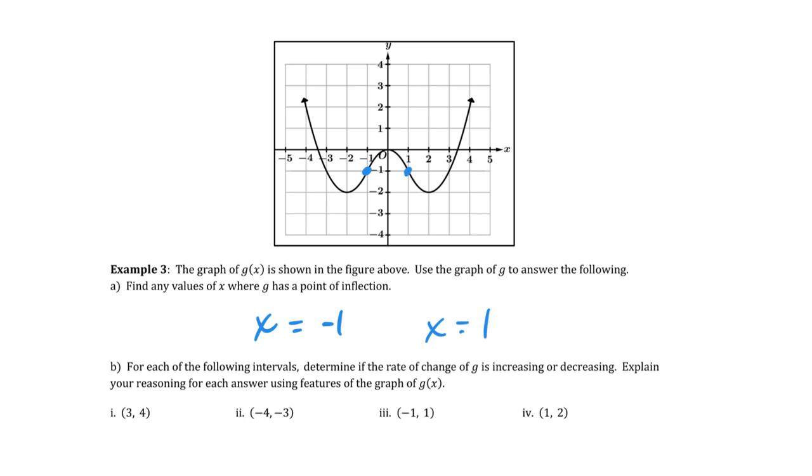Okay, so looking at part B, the last part of our notes, for each of the following intervals, determine if the rate of change is increasing or decreasing. So basically, we're trying to see if our slope is getting bigger or getting smaller. So from 3 to 4, so from here to here, what is going on? I believe that would be increasing, right? What about from -4 to -3? Remember, we would read left to right.